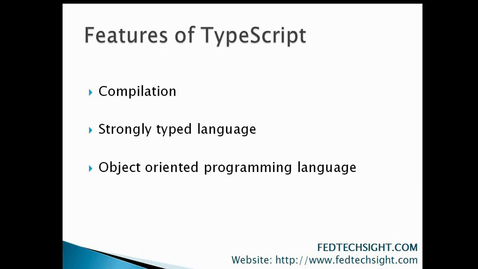Now the strongly typed language. TypeScript is a strongly typed language over JavaScript. JavaScript is not strongly typed because there is no type like string or number. There is no int or float kind of type. It is not strongly typed. We can save any kind of values into a single var keyword. But TypeScript is strongly typed.